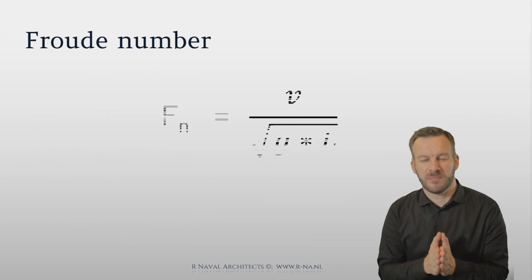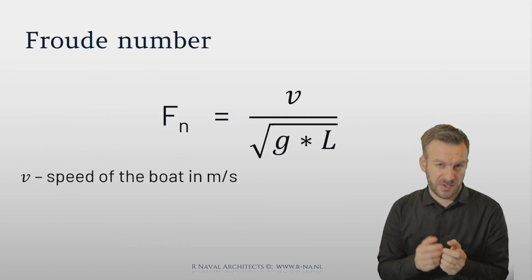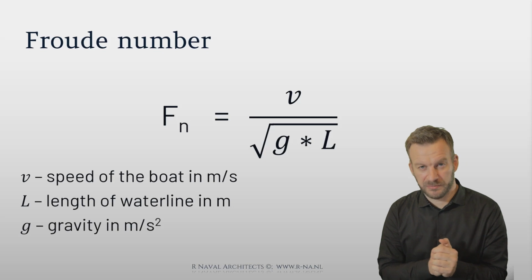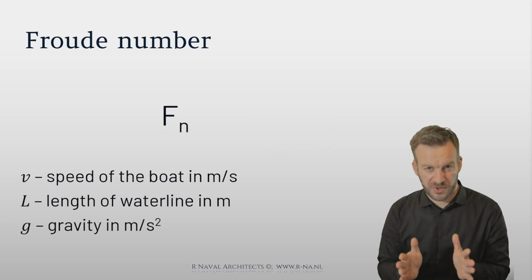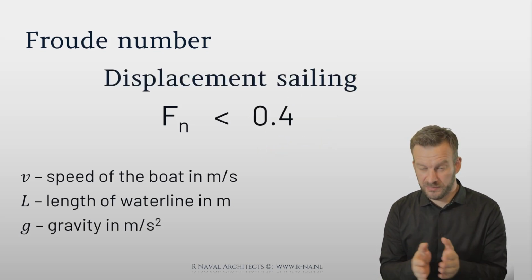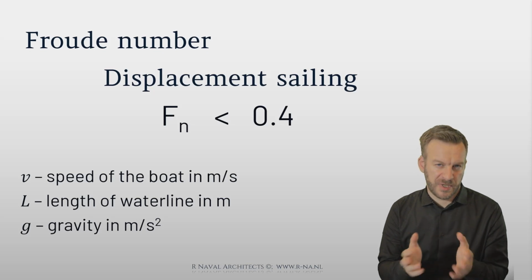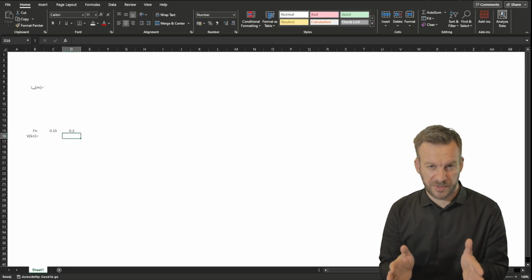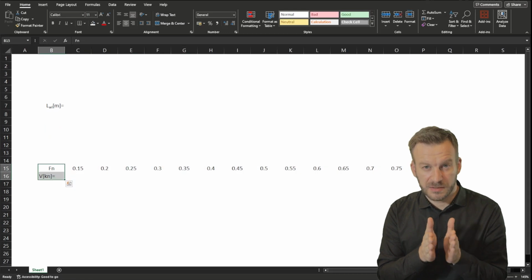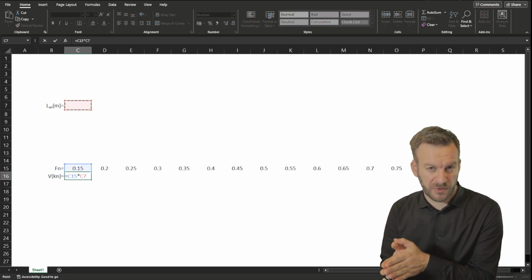In shipbuilding and boat building as well, there is a number called the Froude number. The Froude number depends on the speed and length of the waterline of the vessel. A Froude number of 0.4 marks the end of displacement sailing. For you in America, you are probably familiar with the term hull speed. Hull speed is the speed that is equivalent to a Froude number of 0.4.